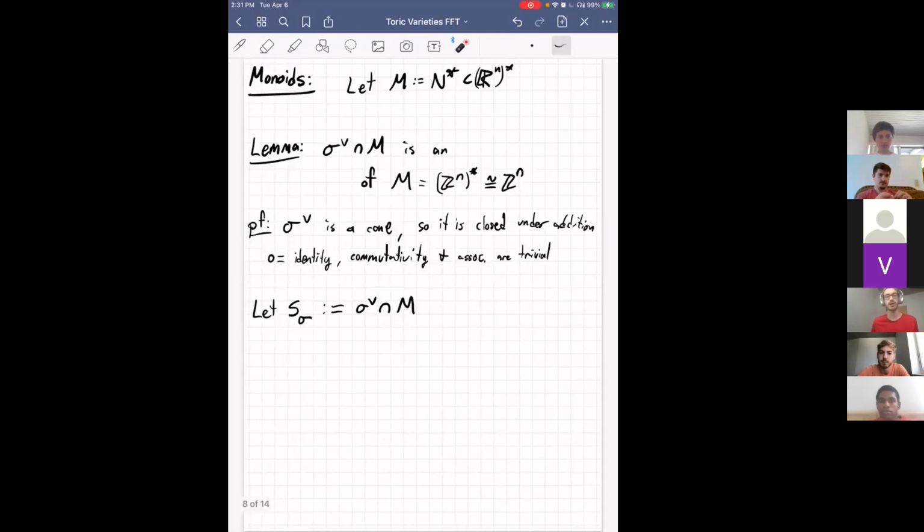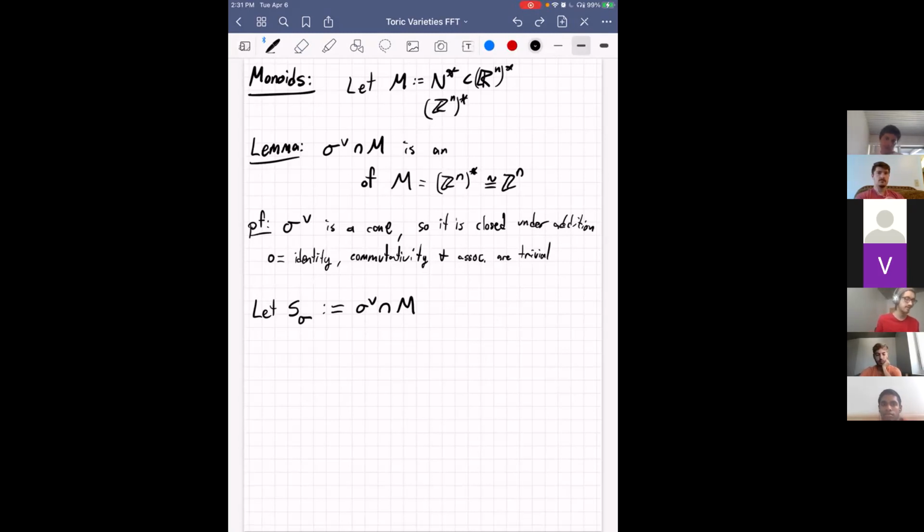Okay, so now let's talk about monoids. From the dual cone, we're going to take a monoid. And what's this monoid going to be? Well, I defined a lattice that was Z^n inside of R^n. I can take the dual lattice of that lattice, which will again be isomorphic to Z^n. I'm going to call that M. This is just the standard name for this dual lattice.